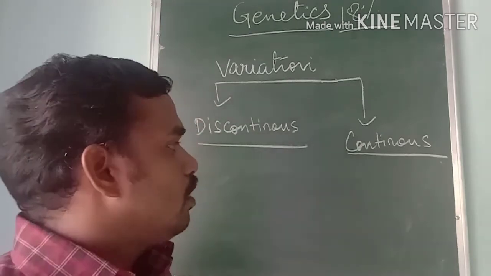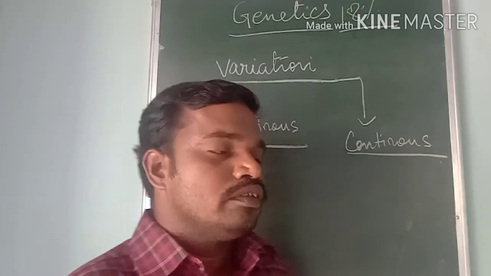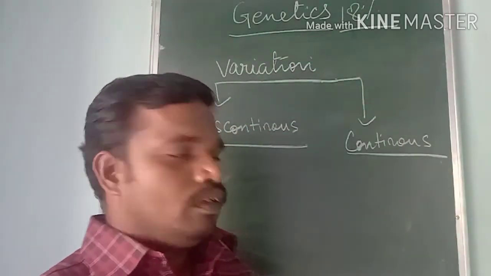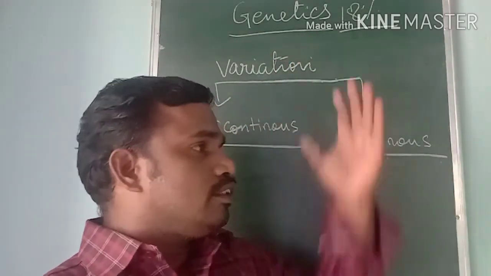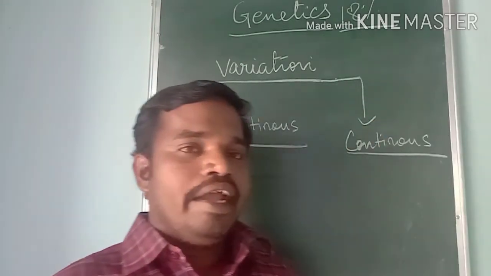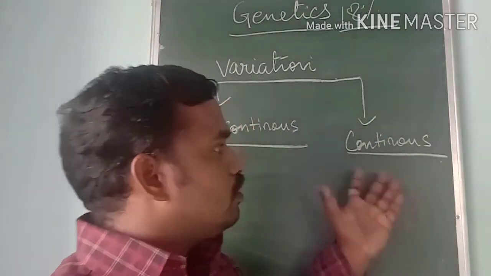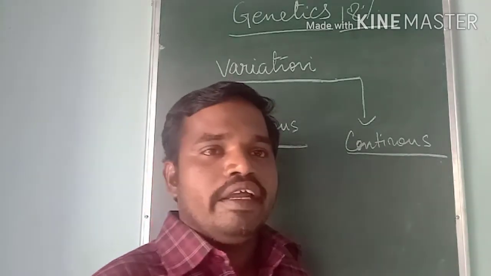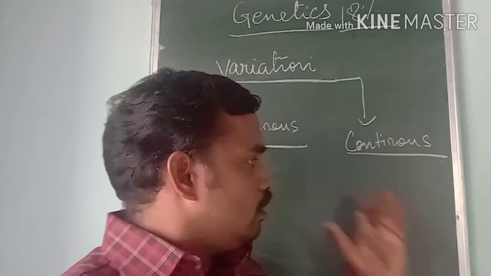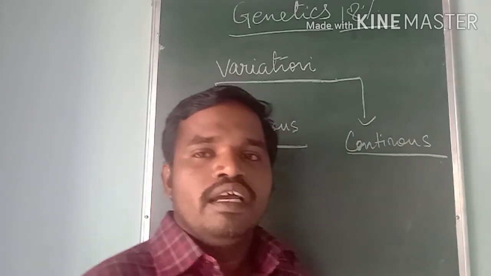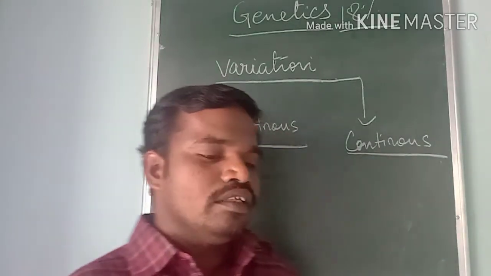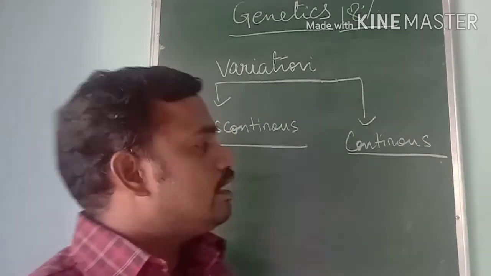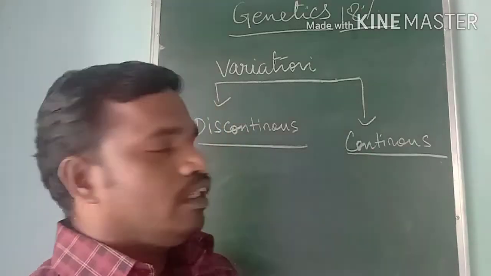Example: if we see the height of human beings, tall and short, we won't find only tall and short, but we will find the medium height of human beings also. So this is the intermediate condition in continuous variation, and it is affected by genetic factors as well as environmental factors. I hope you understand the difference between discontinuous and continuous variation.